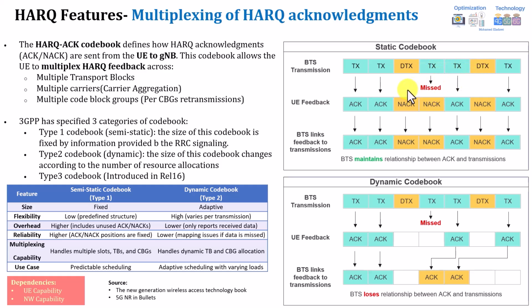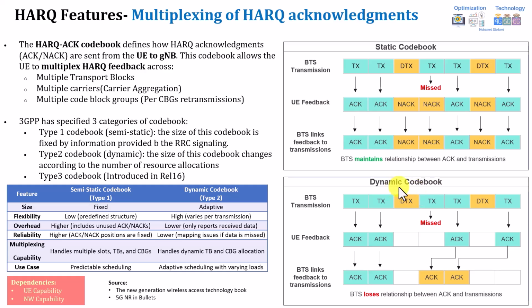Here, simply, the static codebook sends the feedback with a fixed size provided by the RRC message for each and every single transmission, or even discontinuous transmission. So this enables the BTS to maintain the relationship between the transmission and the acknowledgement. This will be easy for the GNB.